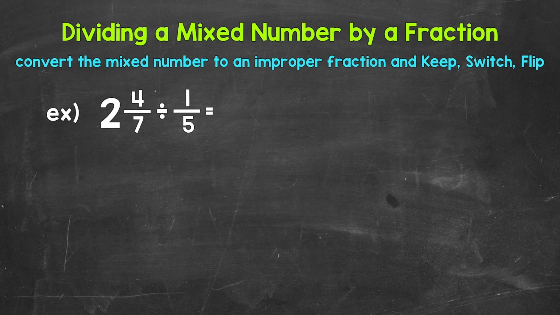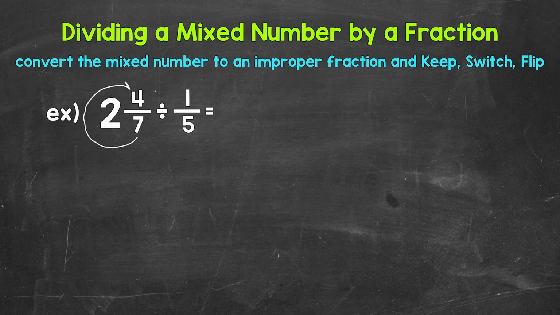Now let's take a look at dividing a mixed number by a fraction. Let's jump into our example where we have 2 and 4/7 divided by 1/5. Now, the first thing that we need to do is convert the mixed number to an improper fraction. That way, we just have a numerator and a denominator, and we can go through our dividing fractions steps. Keep, switch, flip. So let's convert 2 4/7 to an improper fraction.